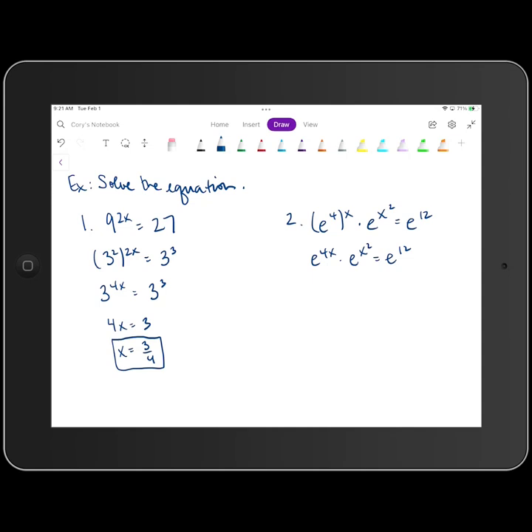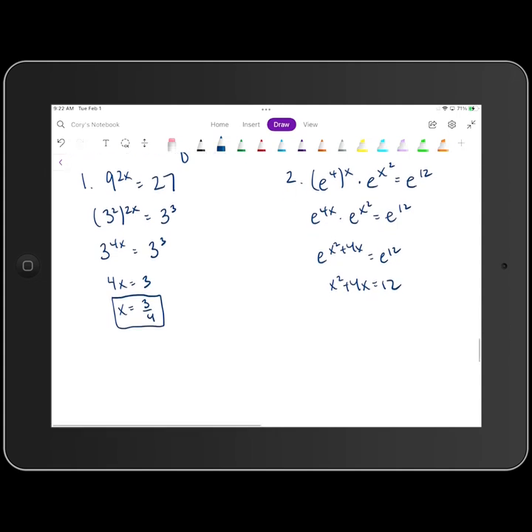So on the left-hand side, when I'm multiplying two exponents that share the same base, I can combine into a single exponent by adding their powers. So we get e to the x squared plus 4x power is equal to e to the 12th power. And now that I have both sides of the equation written as a single exponent, for those to be equal, their powers have to be equal. So x squared plus 4x needs to be equal to 12. And this just turns into a quadratic equation.